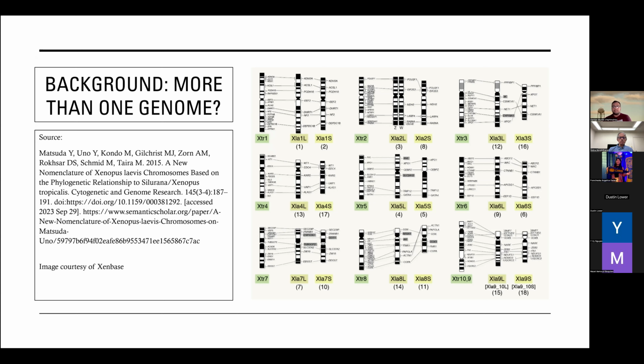In this case, L is literally referring to long and S is short, just based on the chromosome size. I mean, in this diagram, you can kind of see it. If we just look at the first one, the L is a little bit longer than S, chromosome 4, L, a little bit longer than S. So that's kind of the terminology that we use when we refer to genetics for Xenopus.